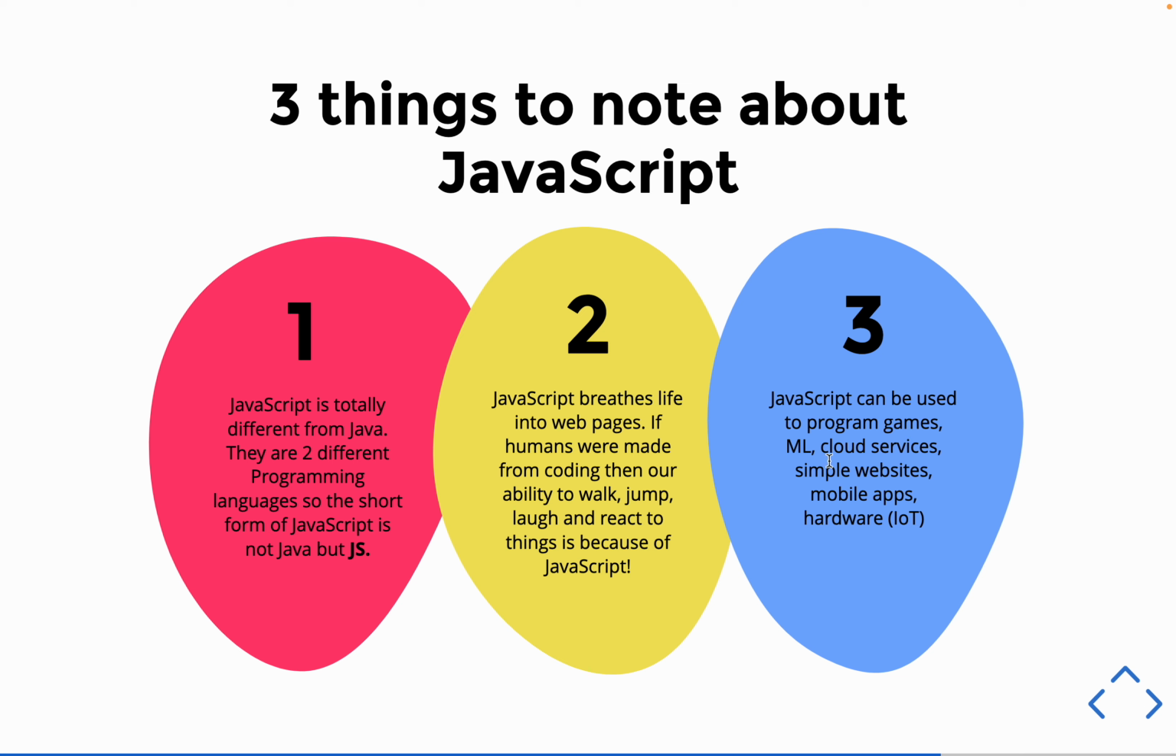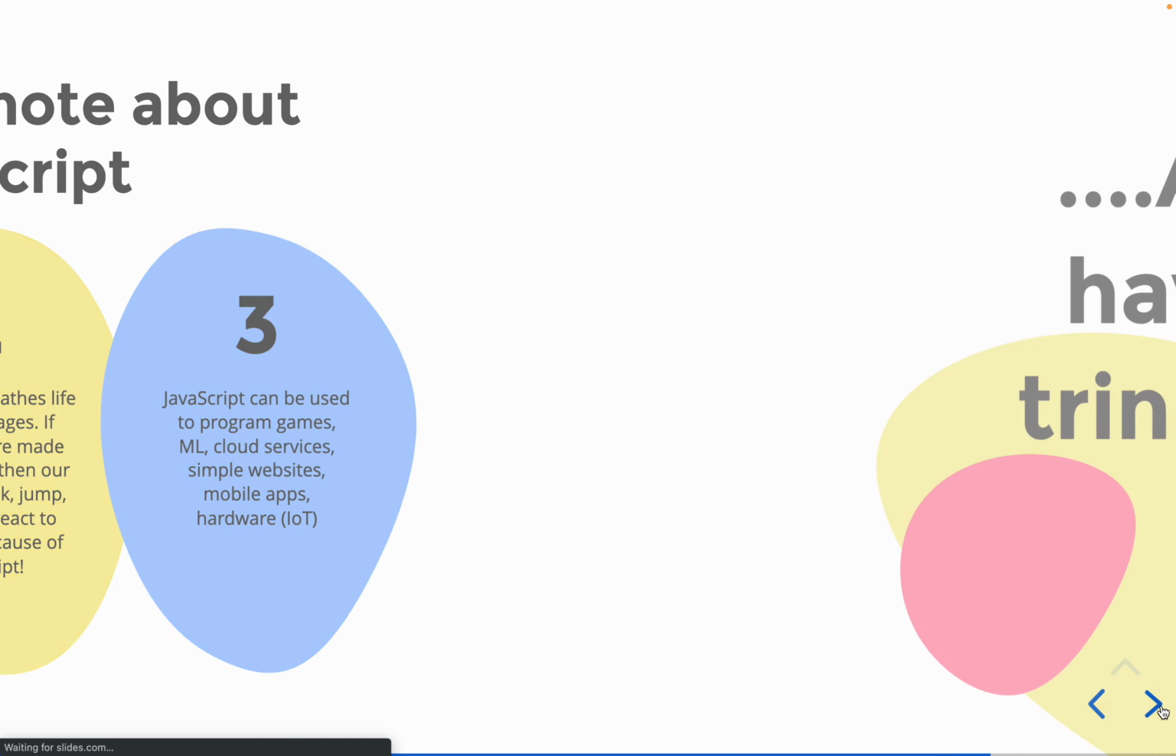JavaScript can be used to program games, ML, which stands for machine learning, cloud services, simple websites, mobile apps, hardware. JavaScript is all encompassing. It's like a general purpose language. It's so powerful. You can literally use it to build any type of application or software that you can think about out there. So that's why it's so powerful and so popular out there.